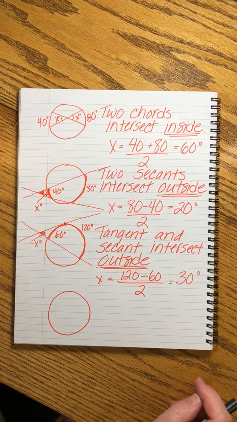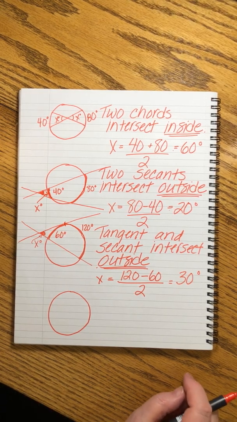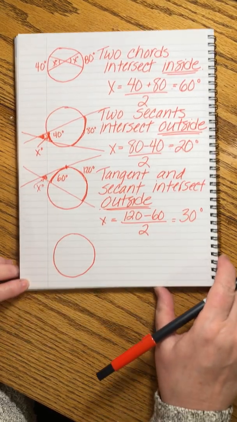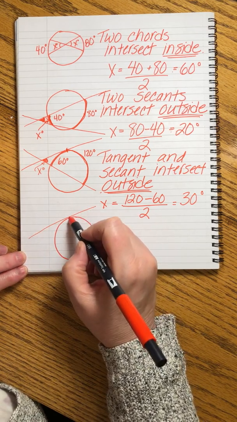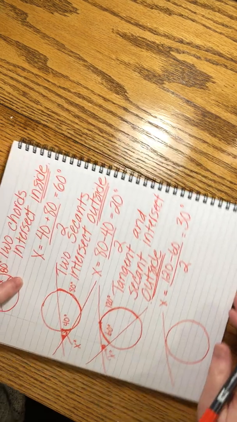And here comes the last one, which is going to be 2 tangents. I'm going to move this up a little bit. There's one tangent. I have to turn my book, but I'll put it back in just a second.